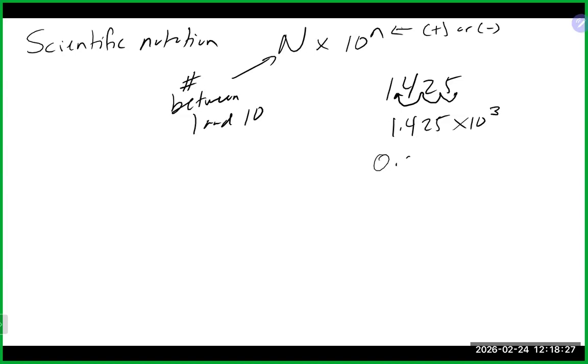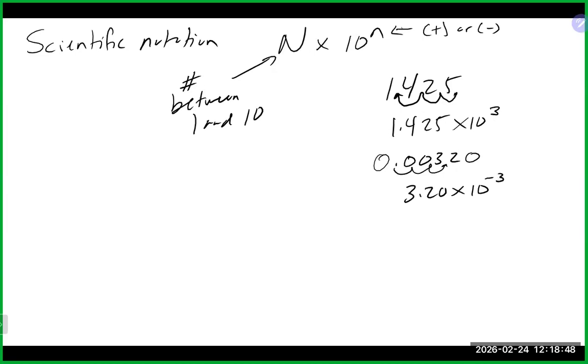If I had 0.00320, we got to go one place, that's 0.0. One more place is 0.3, that is not 1. One more place is where we need to go. We end up with 3.20 times 10 to the minus 3 in this case.